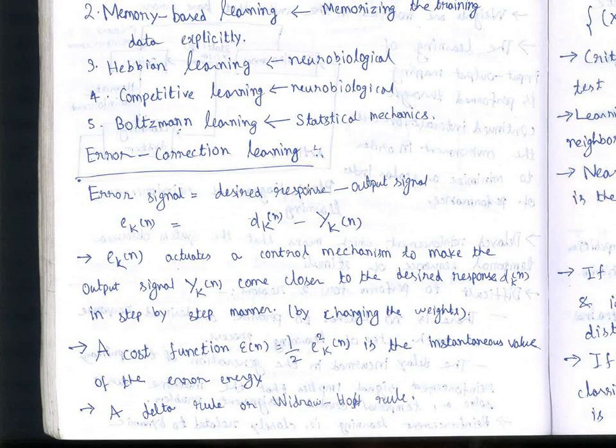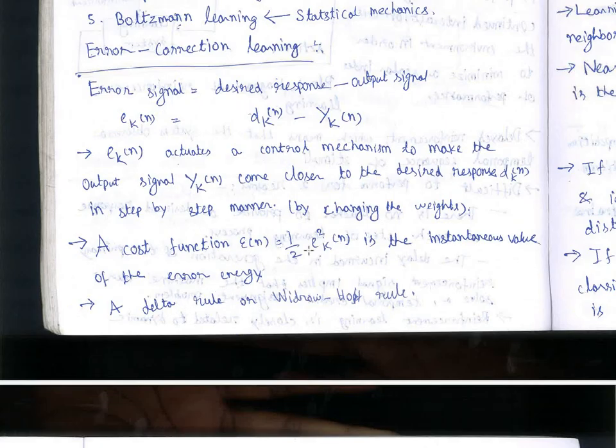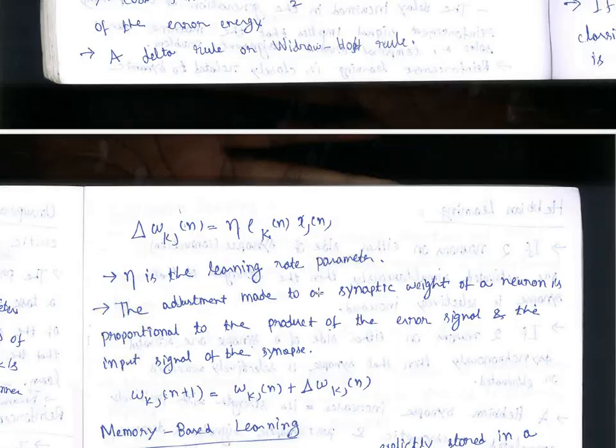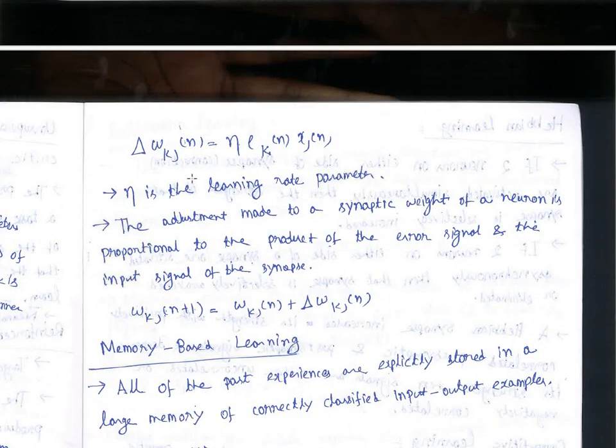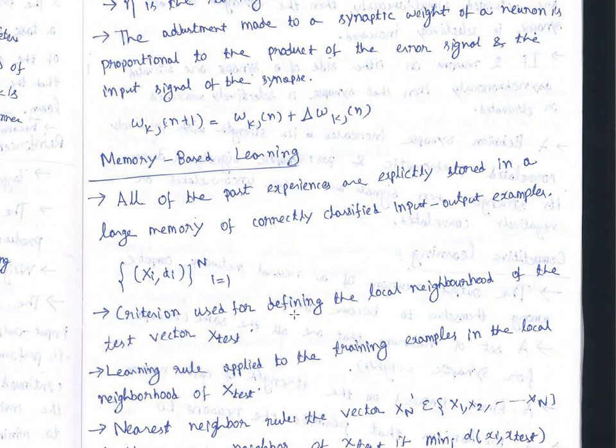So, error correction learning. The error signal e_k equals the desired response minus the actual output signal, e_k is d_k minus y_k of n. The cost function E of n equals half e_k squared of n, the instantaneous value of the error energy. Delta w_kj, the change in weight, is eta e_k of n x_j of n. Eta is the learning rate parameter, and w_kj of n plus 1, the new weight, is equal to w_kj of n, the previous weight, plus delta w_kj of n, the change in weight.